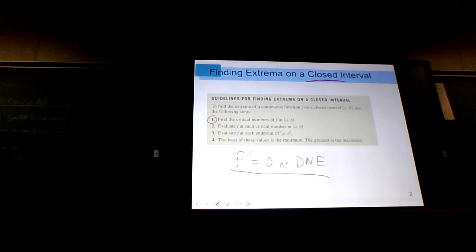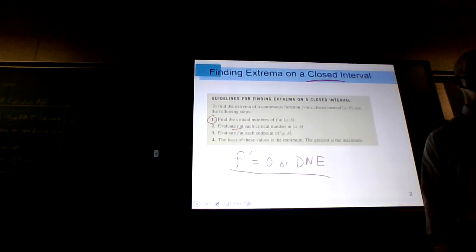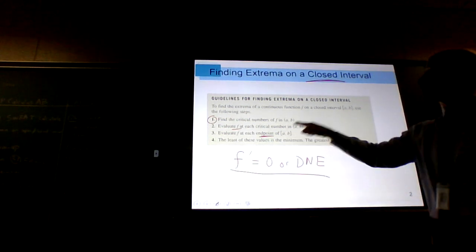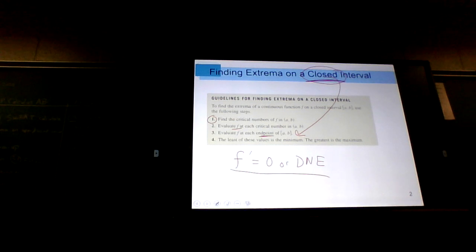Okay. Step 2, you're going to evaluate the function at those critical numbers. Step 3, you're going to evaluate the endpoints. And the endpoints is only when it's closed. If it was an open interval, you don't need to check the endpoints because if it's open-ended, guess what? There aren't any endpoints, right? So that makes it a little bit easier.